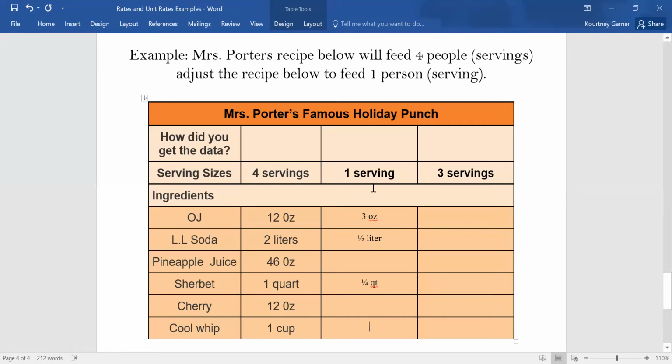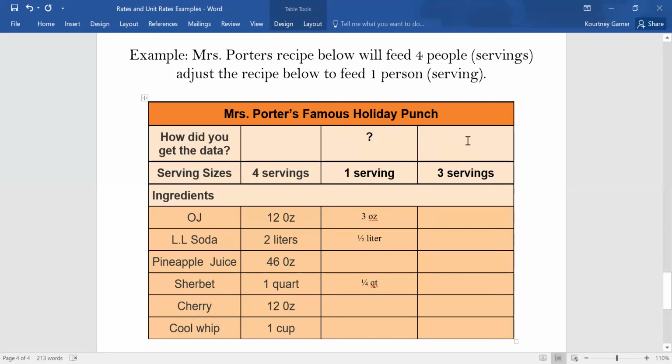Now I want you to think, what are you going to put here? Based off of what we did to each number, we did the same thing to each number. Same operation and same number. That is what information you are going to put right here. All right, once you figured that out, we're now going to look at 3 servings.